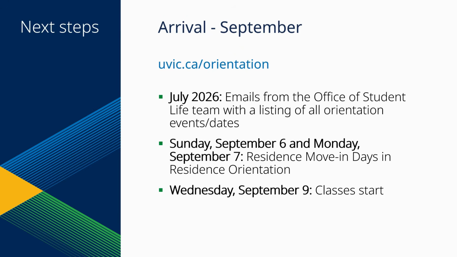Now for arrival in the fall, you'll start to receive emails from the Office of Student Life team with a listing of all orientation events, dates and times. So those will start rolling out in July. And then Sunday, September 6th and Monday, September 7th are the residence move-in days and residence orientation. And then on Wednesday, September 9th, classes begin.